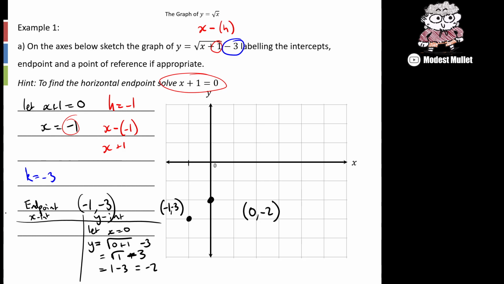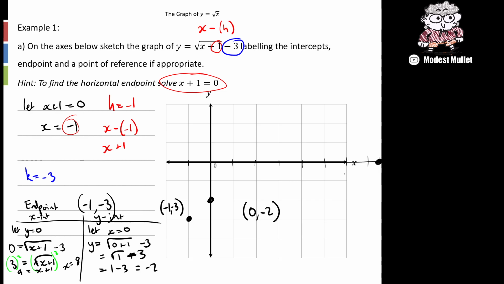So great catch already. To find our x-intercept, we need to let y equal 0. So we get 0 is equal to square root of x plus 1, minus 3. Take the 3 over, we get 3 is equal to square root of x plus 1. To get rid of the square root, we square both sides. So we get 9 is equal to x plus 1. Then take the 1 from both sides, so x is equal to 8. So 1, 2, 3, 4, 5, 6, 7, 8. It's actually over here somewhere.